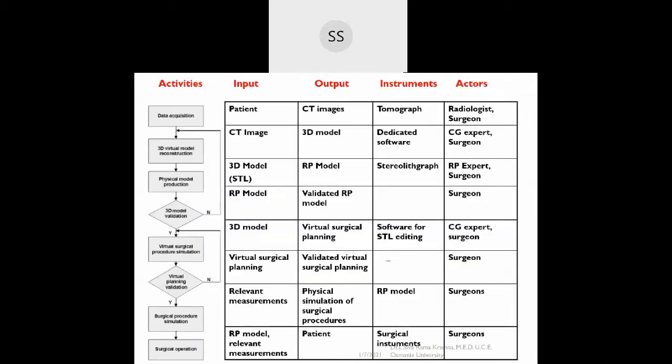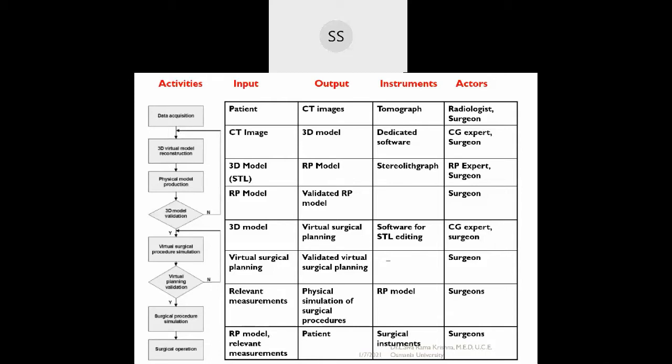So what are the activities, inputs, outputs, instruments, and actors? From the patient you get a CT image as output. For that you use a tomography instrument, and the people working there are the radiologist and the surgeon. Then you model the CT image into a 3D CAD model using a dedicated software, giving an STL file. Then using stereolithography you produce the RP model, the 3D printed model, with a rapid prototyping expert and a surgeon.